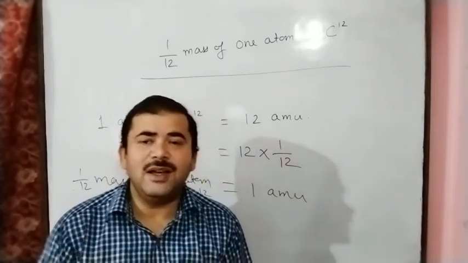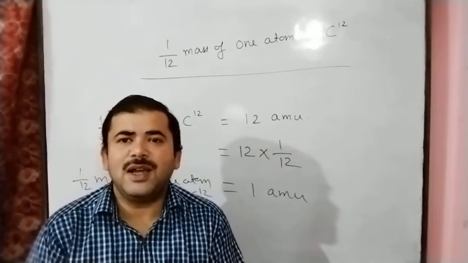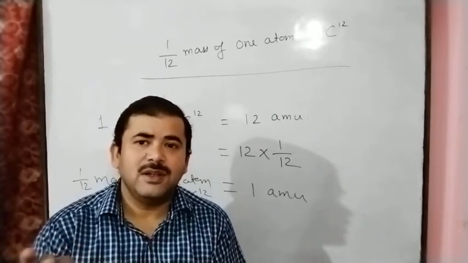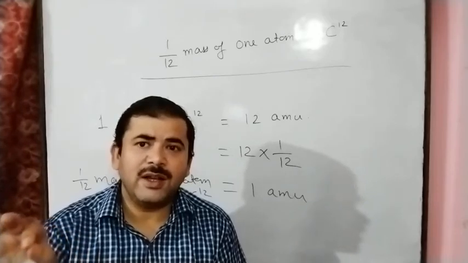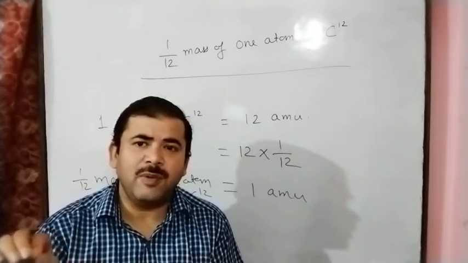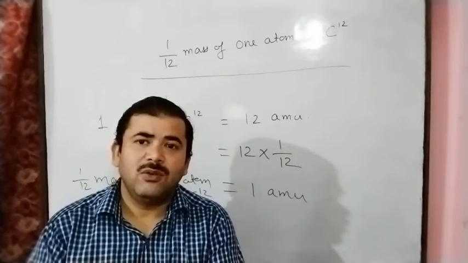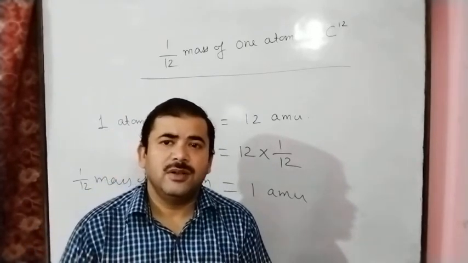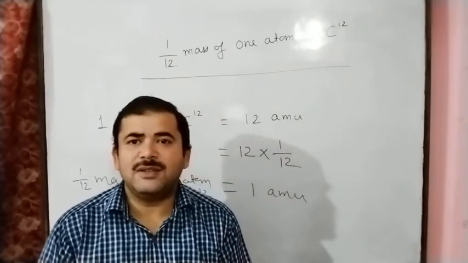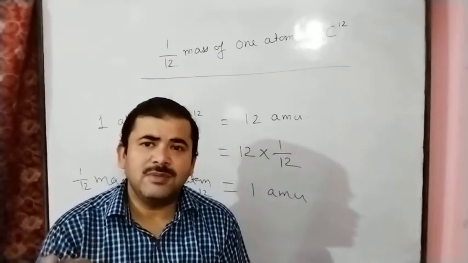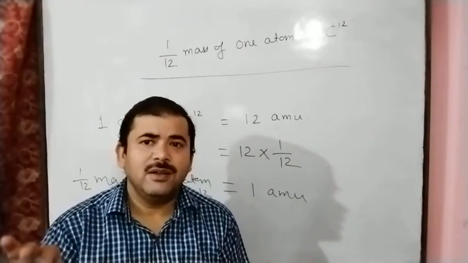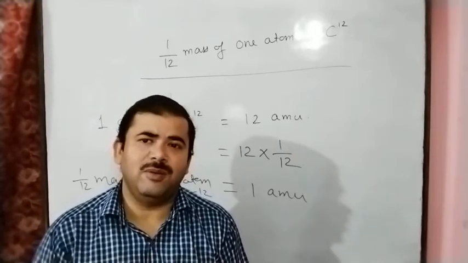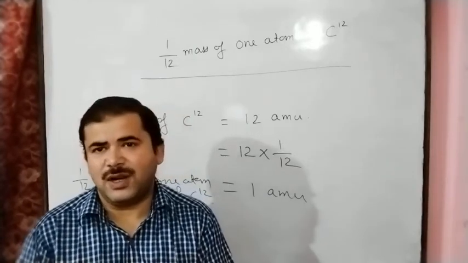What is the meaning here? Simply, relative atomic mass means how many times one atom of an element is heavier than 1/12th mass of one atom of carbon-12. So this is called the relative atomic mass.